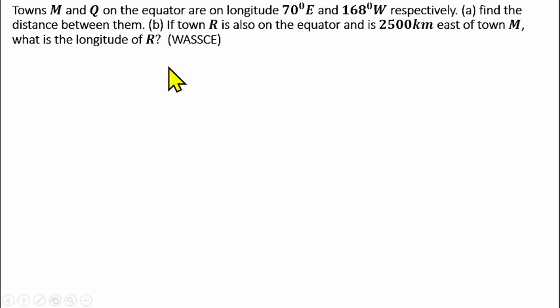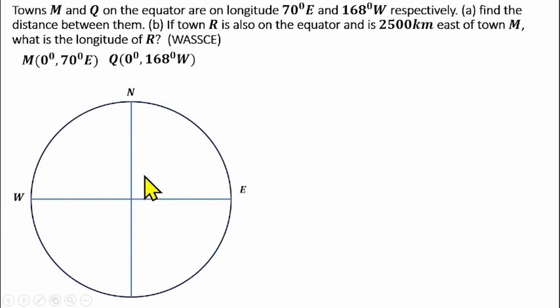So I can represent point M and point Q by their geographical location. Since they are both on the equator, their latitude is 0 degrees and 0 degrees, and their longitudes are 70 degrees east and 168 degrees west. If you have to draw the diagram for this, both of them are on the equator, so I'm going to draw my equator and put my 0 degrees.